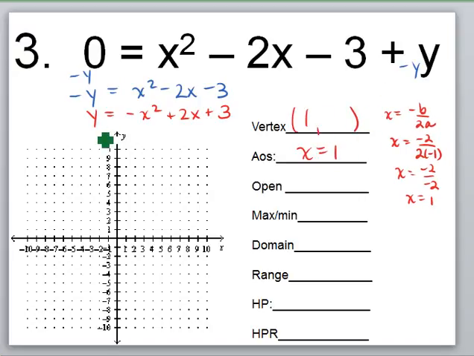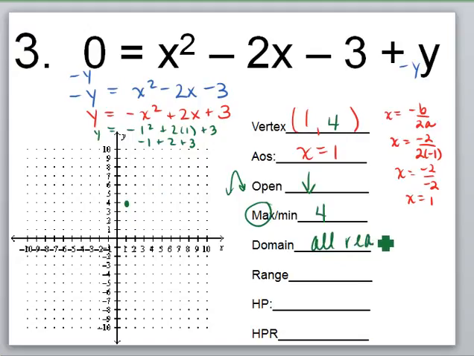I can figure out my actual vertex by plugging in 1. So when I plug in 1, I end up getting negative 1 plus 2 plus 3, which happens to be 4. I know that this is going to open down because the a is negative. That means if it opens down, that it has a maximum. The maximum value then would be 4, so the vertex is 1, 4. The domain is always all reals. The range, since it's going down, means that y is less than or equal to 4.